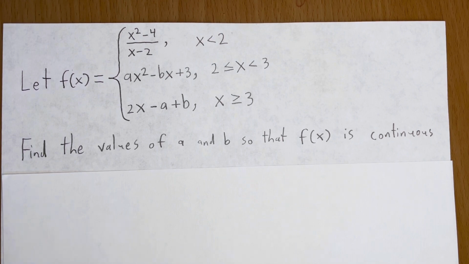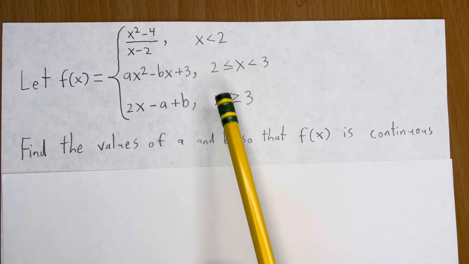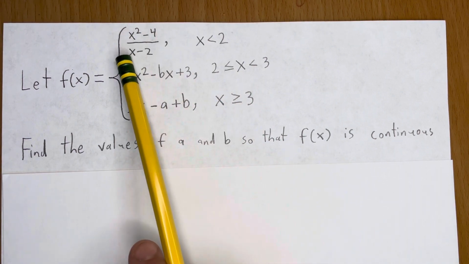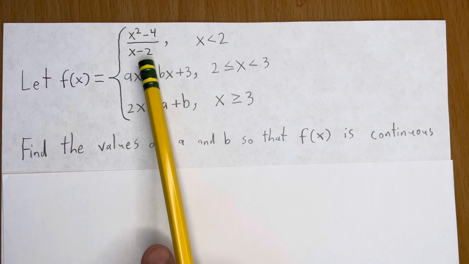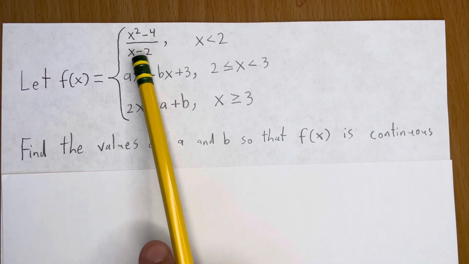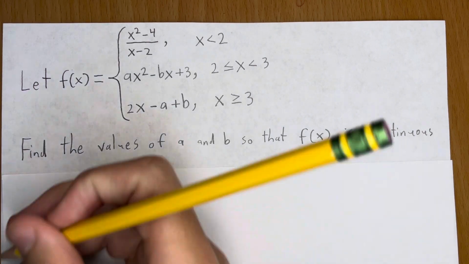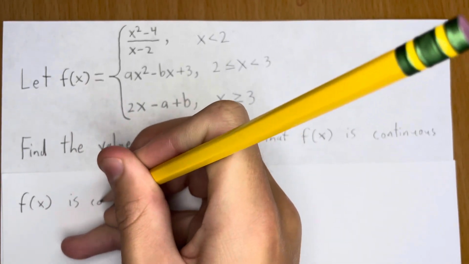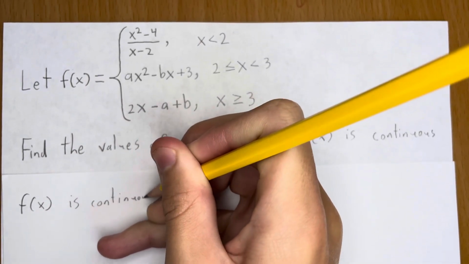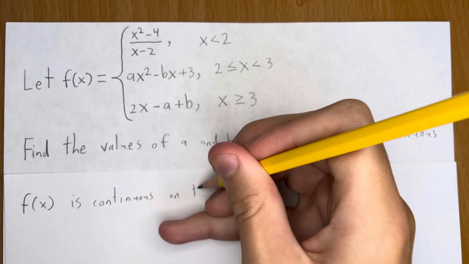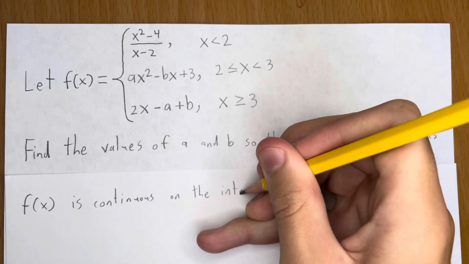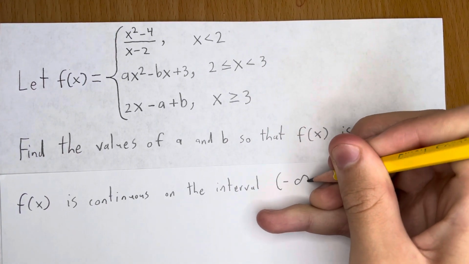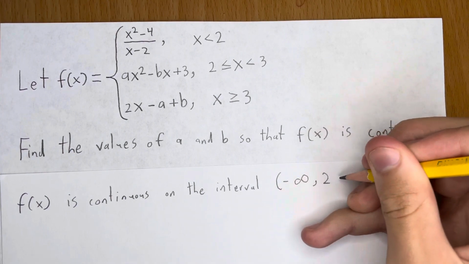So, first of all, we can see when x is less than 2, this function right here should be continuous everywhere except at 2, because of the denominator. So we can say that f of x is continuous on the interval negative infinity to 2.